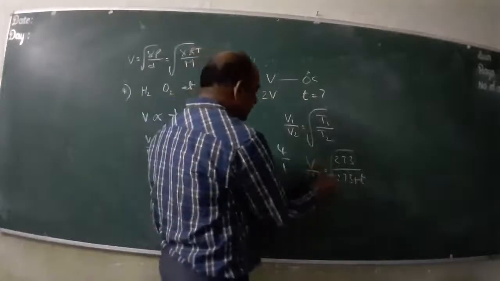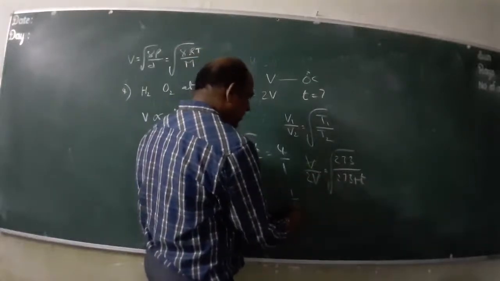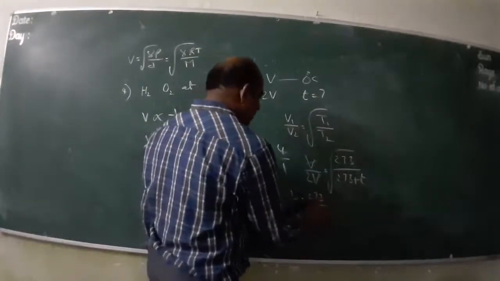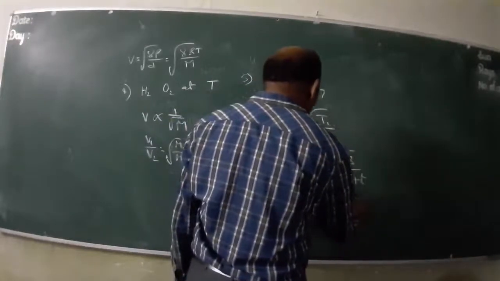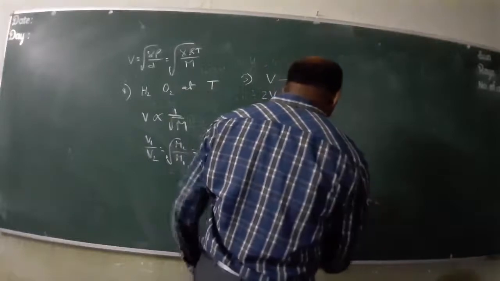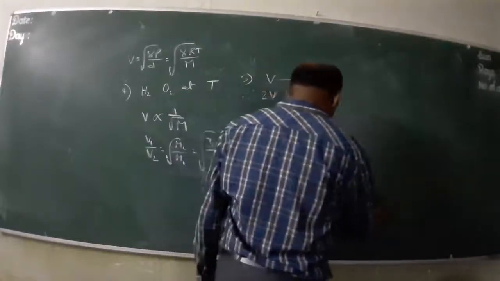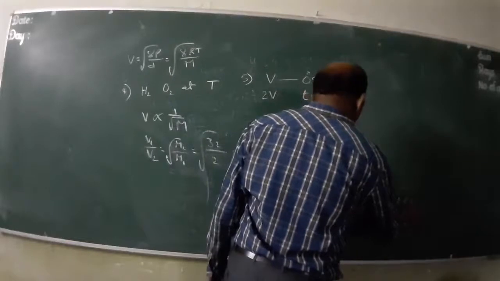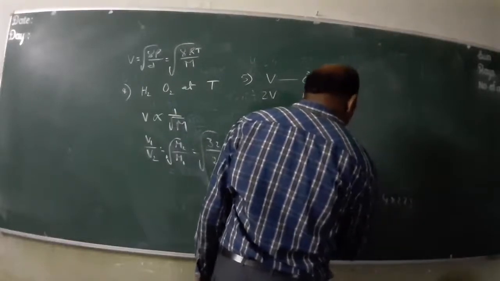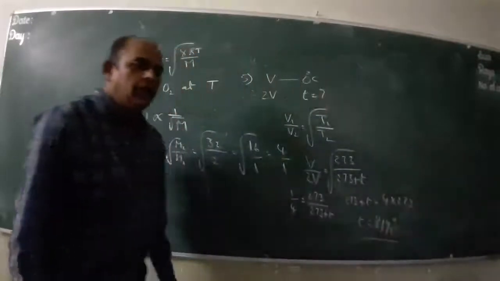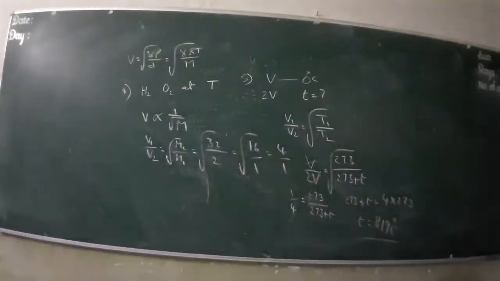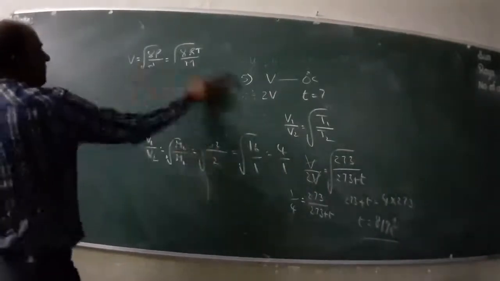So we will cancel the root by squaring on both sides. 1 by 4 is equal to 273 by 273 plus t. Therefore 273 plus t is equal to 4 into 273. So small t is equal to 819 degrees centigrade. At a temperature of 819 degrees centigrade, the velocity of sound is double that at 0 degrees centigrade.